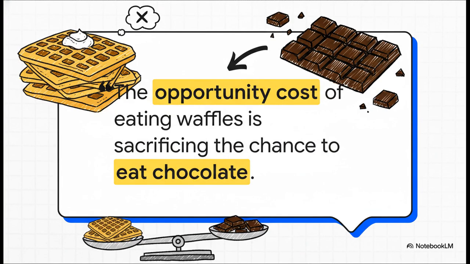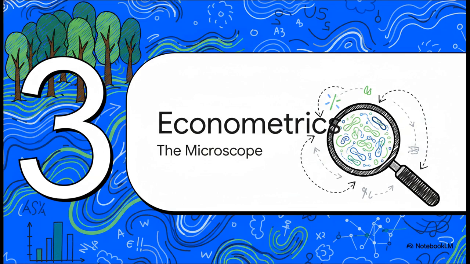This example just makes it so easy to get. If you're offered waffles or chocolate, and you pick the chocolate, the opportunity cost isn't the waffles themselves, it's the enjoyment you gave up by not eating those waffles. That's it. Every single choice you make, big or small, has an opportunity cost. Okay, so we've seen the forest and we've looked at the trees. Now let's check out the toolkit economists use to actually analyze it all. This is econometrics, our high-powered microscope.